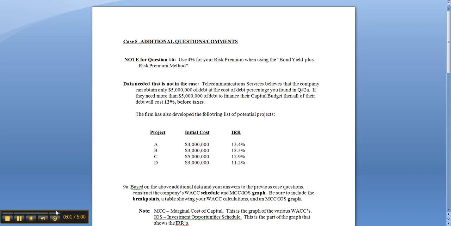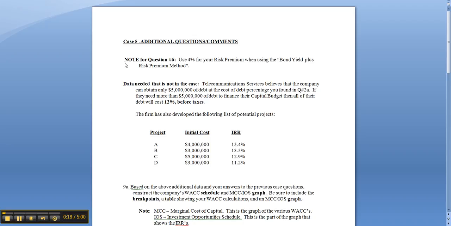Okay, here's the sheet on case 5, the added questions, and this is really probably the most important part of the case. This gives you the final answer to the case where all the other questions, we're giving you the information to then develop these schedules and graphs that I talk about down here.